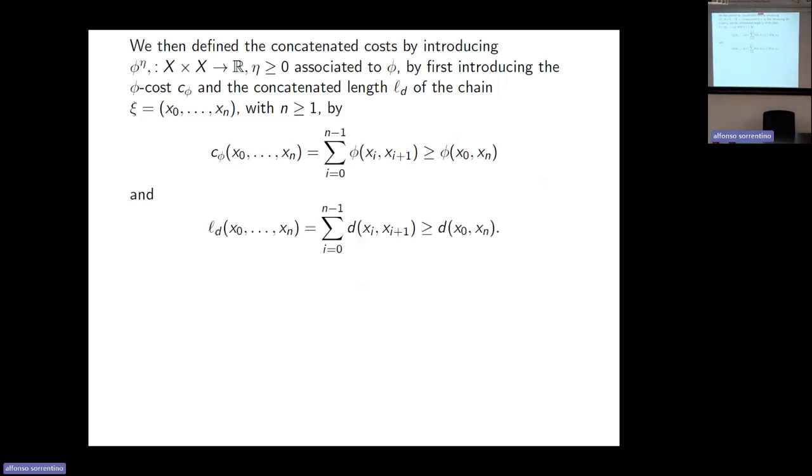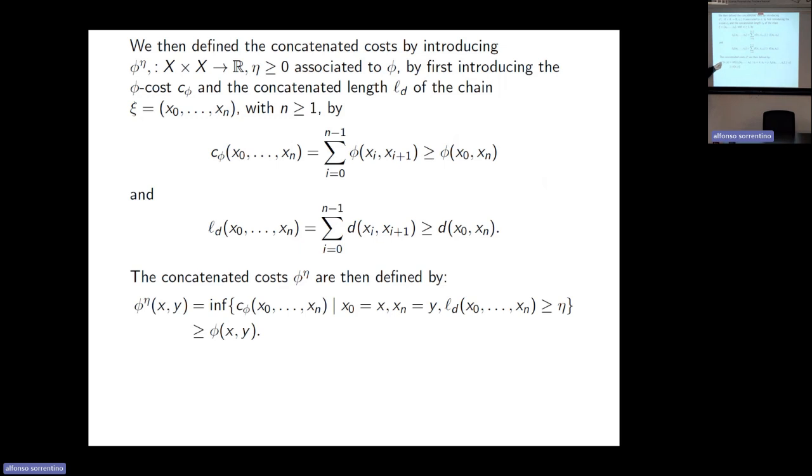And for the length, we can do the same thing, but with d instead of phi. So the concatenated costs are then defined by phi eta of xy is the infimum of the cost of all chains going from x to y, but with lengths larger than eta. Okay? And this is why we need 2 points, to be able to find chains of arbitrarily big length. If it's only 1 point, it doesn't work. Okay? And of course, this is always larger than phi of xy.